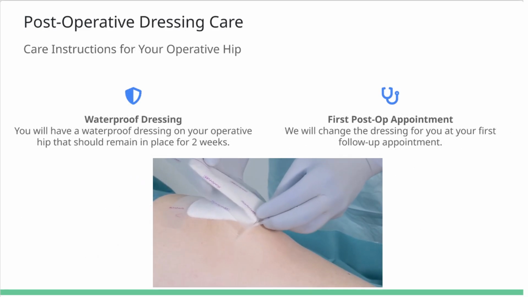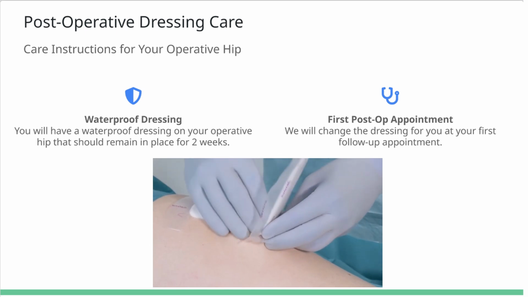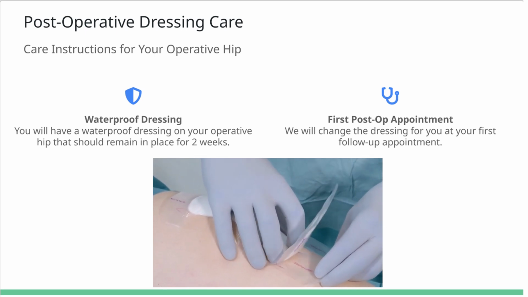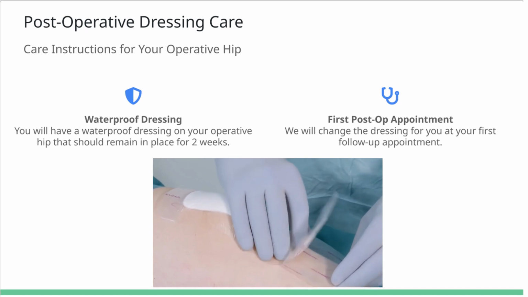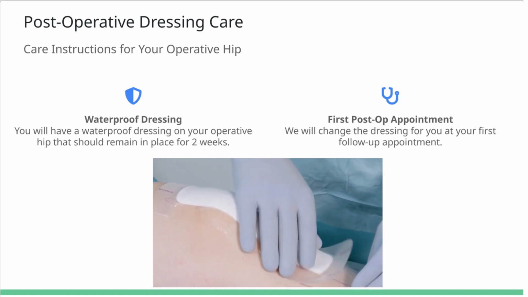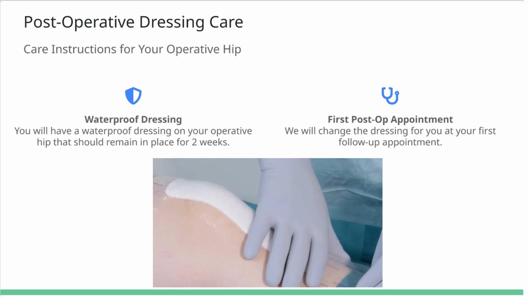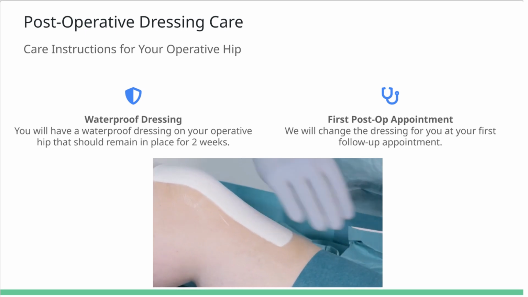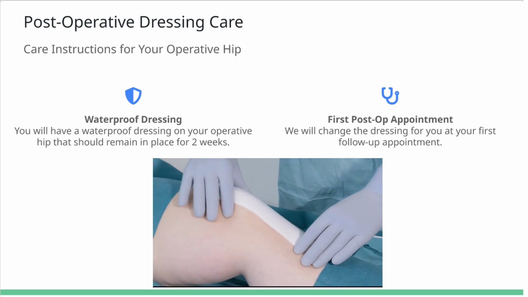After your knee replacement surgery, you will have a waterproof dressing applied to your operative knee. This dressing is designed to protect your incision and allow you to shower without worrying about water exposure. It is important to keep this dressing on for the full 2-week period to promote proper healing and prevent infection.